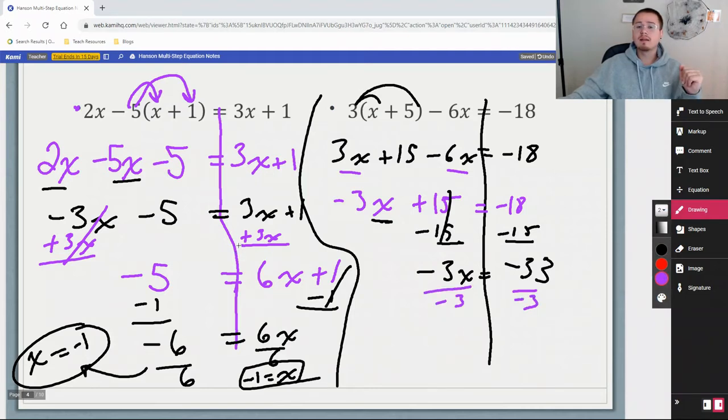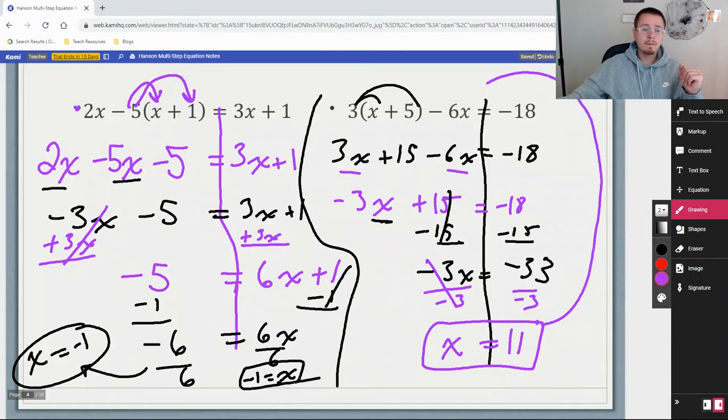you divide by a negative 3 on both sides, and you get a positive, because a negative divided by a negative is positive, 11. That is your solution. Now, if you wanted to check it, just go ahead and substitute 11 in up here to both x's and do the math, and you'll see that the left equals the right.